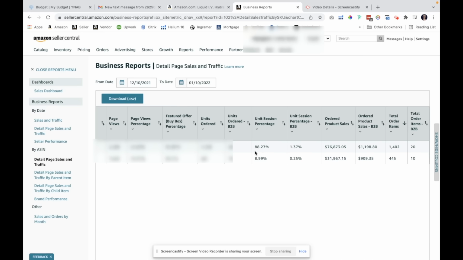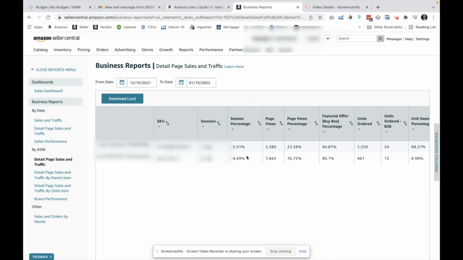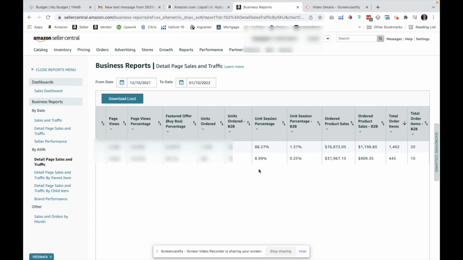That's probably the best that I've ever seen on a product that's not like a refill. So if you're between 15 and 30%, that's a good level. If you're below 15%, there's usually something wrong. And you want to diagnose your funnel, number one, by sessions, and number two, by unit session percentage.